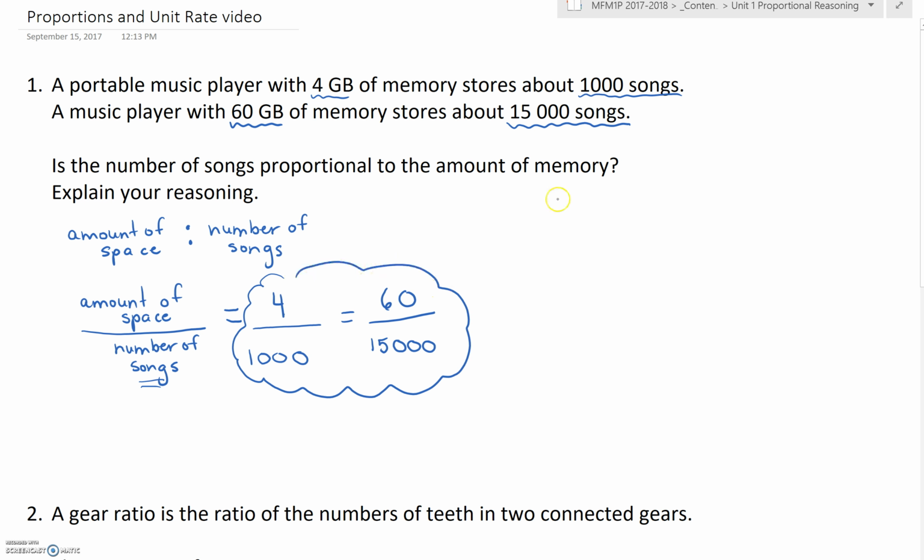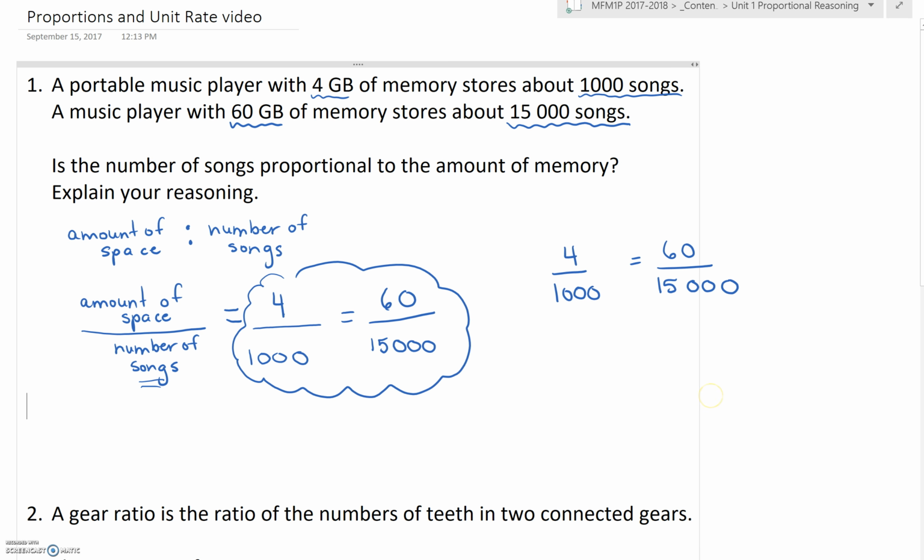Okay, so I'm going to go ahead and just rewrite this on the right side so that the work is neatly organized and that I can work from here. So from here, what you're going to do is ask yourself, well, what's the question? Because I have a full proportion here. It asks if the number of songs is proportional to the amount of memory. So we're looking at this proportion and we need to see if it is proportional.